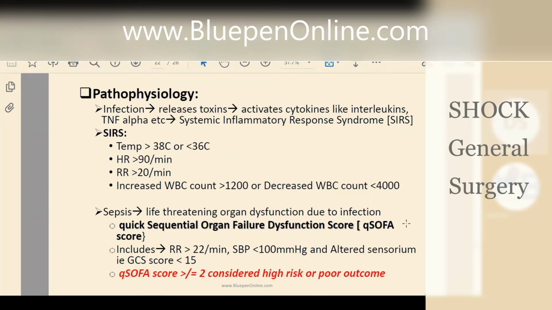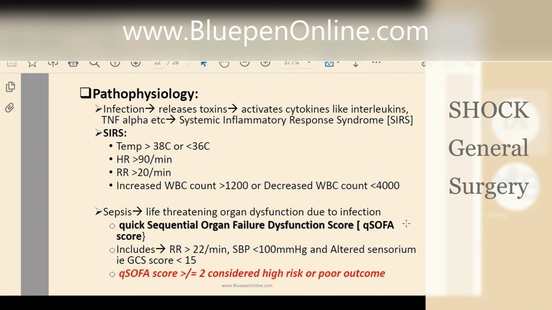Whereas sepsis, we say when the respiratory rate is greater than 22, when the systolic BP is less than 100, that is hypotension, and when there is altered sensorium, that is when the GCS, the Glasgow Coma Scale, score is less than 15. So these are the three parts of the Q-SOFA score, the quick sequential organ failure dysfunction score.